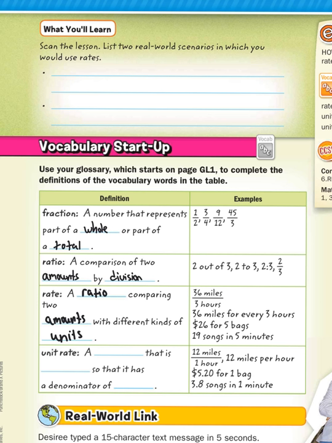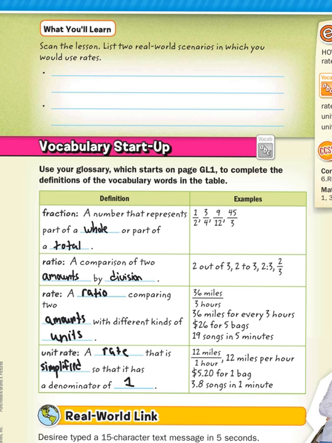And last, a unit rate is a kind of rate. So a unit rate is a rate that is simplified so that it has a denominator of 1. A unit rate has to have a denominator of 1.